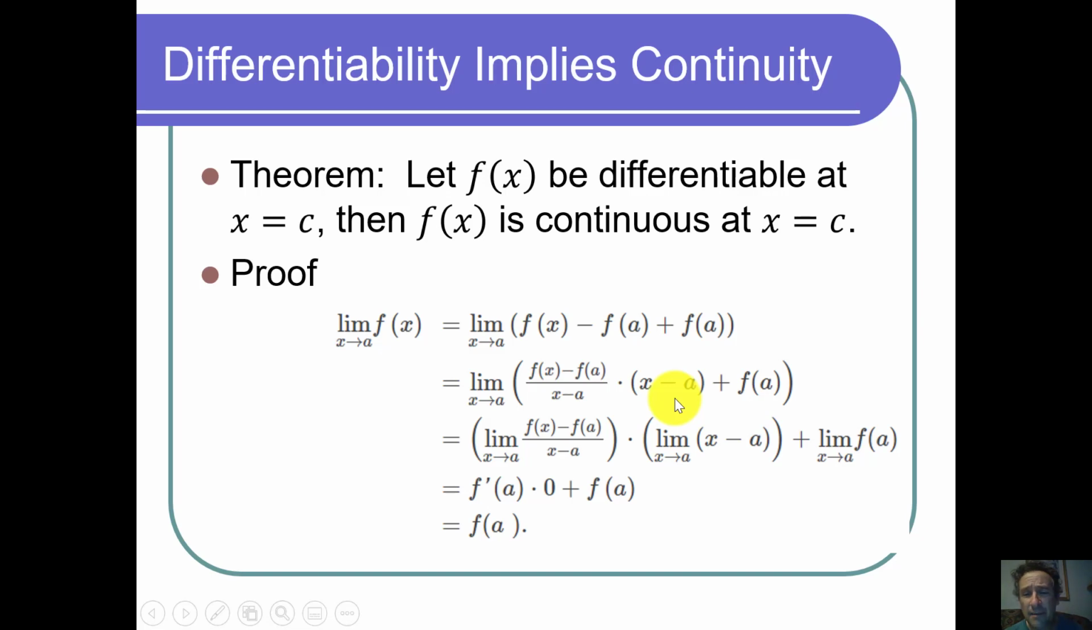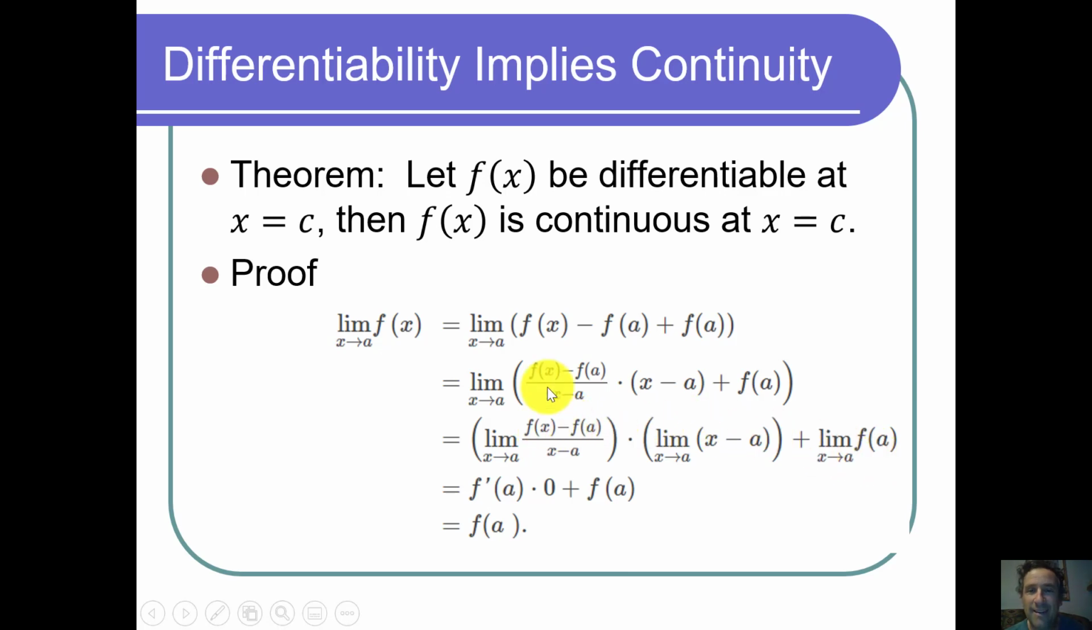Then I can use a theorem about limits that says you can take arithmetic and split it up. So I can split this into three different limits. I can write this as the limit as x goes to a of the first piece, f of x minus f of a over x minus a, times the limit as x goes to a of the second piece, x minus a, plus the limit as x goes to a of the third piece, f of a. Now, let's just plug in.